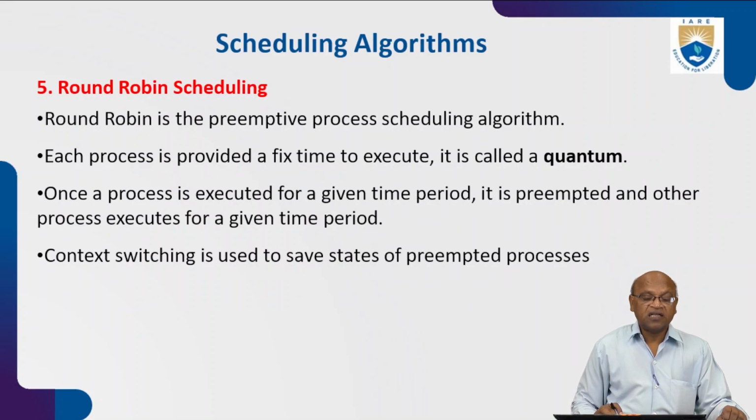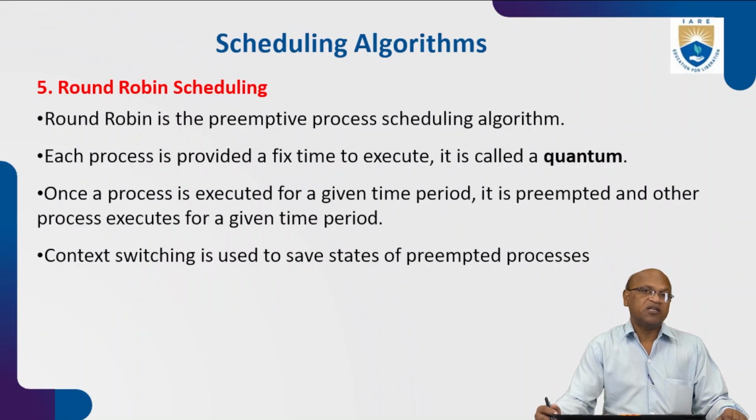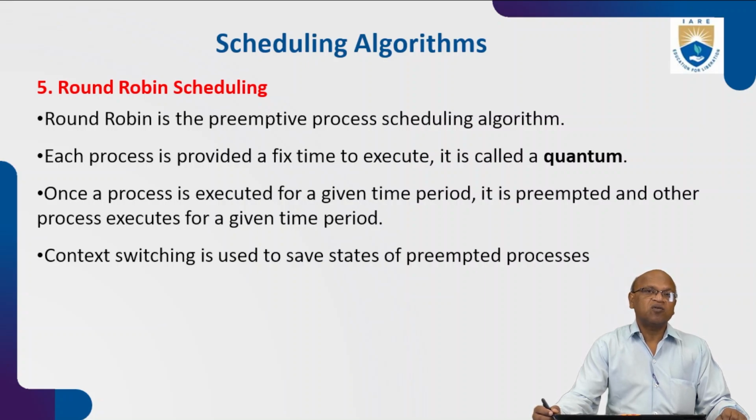Another one, which is most important nowadays in multi-programming, is round robin scheduling. Round robin is a preemptive process scheduling algorithm. Each process is provided a fixed time to execute, and it is called a quantum.